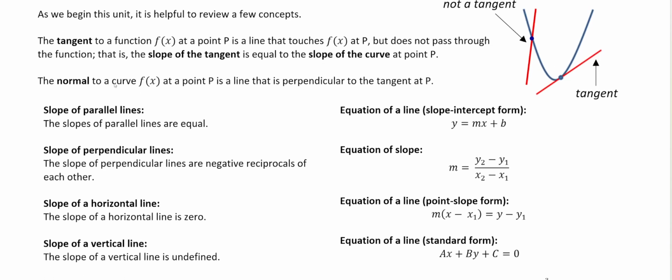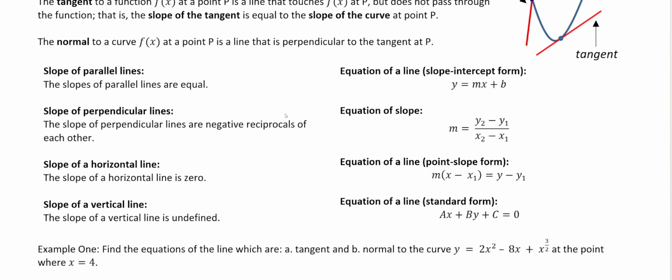The normal to a curve at a point P is a line that is perpendicular to the tangent at P. So normal is just going to be perpendicular to the tangent. We can see some information here on the screen that is review of material previously covered. For example, the slopes of parallel lines are equal. The slopes of perpendicular lines are negative reciprocals of each other. So this is key to understanding the normal.